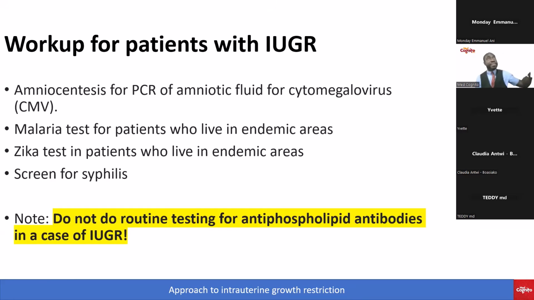If the patient is coming from a developed country and I'm thinking it's an infection, I'm going to screen for toxo, I'm going to screen for cytomegalovirus. If the patient is coming from a malaria endemic area like sub-Saharan Africa, I'm going to screen for malaria. If the patient is coming from a place where there's likelihood of Zika virus, I'm going to screen for that. One other thing I'm not going to forget is syphilis. But for antiphospholipid antibodies, I'm going to be careful.